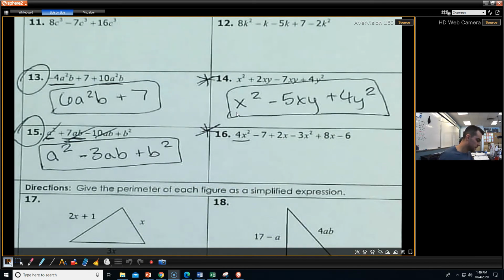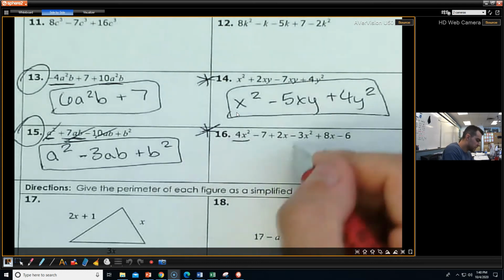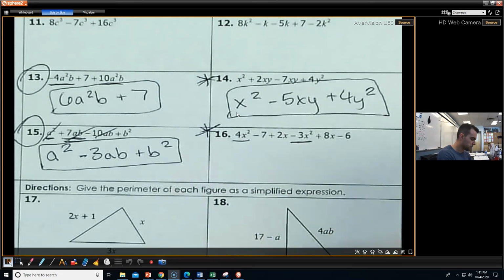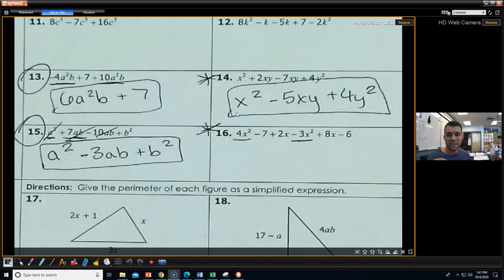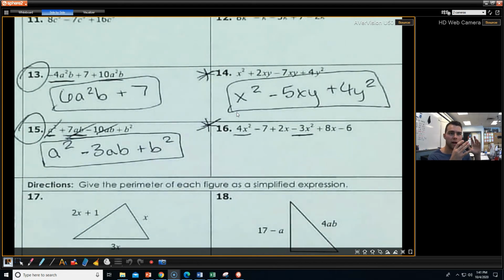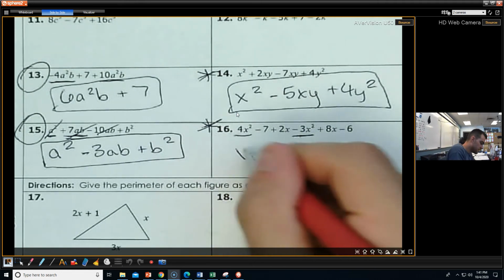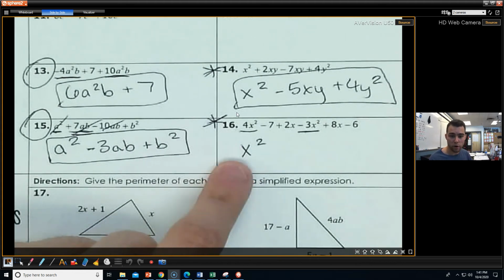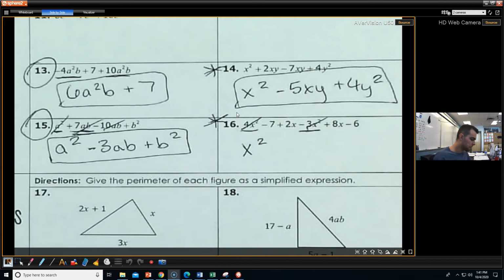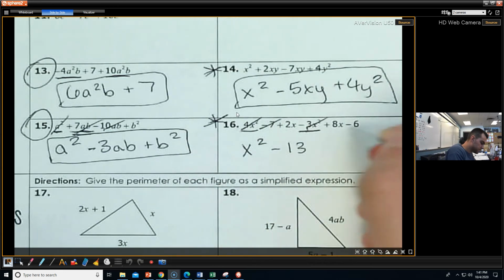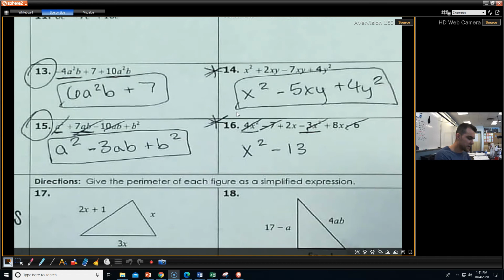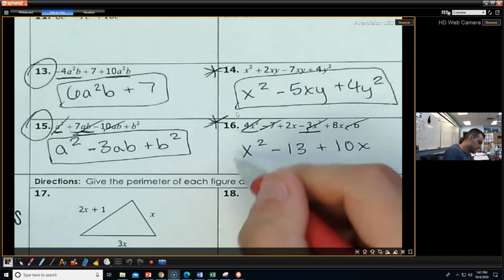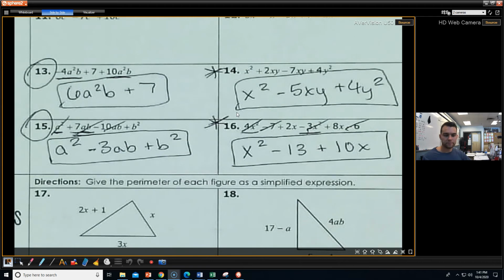16. Anything with 4x squared? Yes, negative 3x squared. We do 4 minus 3, we get 1x squared. But remember I said if it has a 1 in front of it, it's also the same as just having your term without the 1 in front of it. So this is implied that there's a 1 right there, so that is good. Let's move on. Negative 7 minus 6, that's minus 13. And then finally 2x plus 8x, that gives me plus 10x. And we are done.